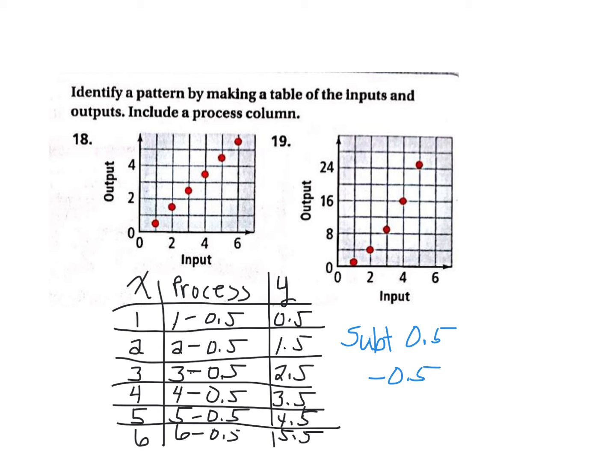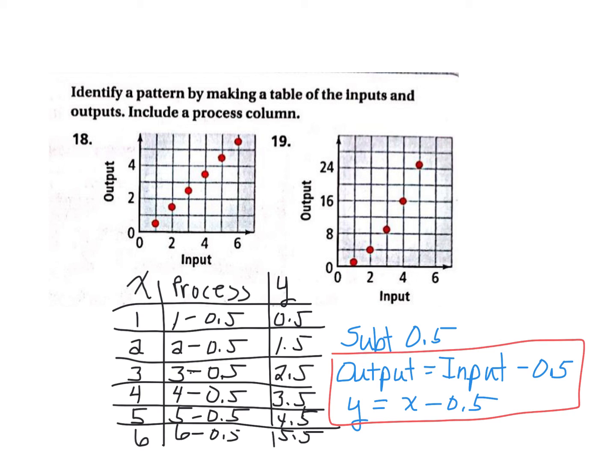And I guess let's do it this way, it'd be a little bit clearer. So let's go ahead and take for your pattern, you would take to get your output would equal your input value, whatever that is, minus 0.5, or in our case, we used x and y, so y would equal x minus 0.5. So I would accept either one of these as your pattern.